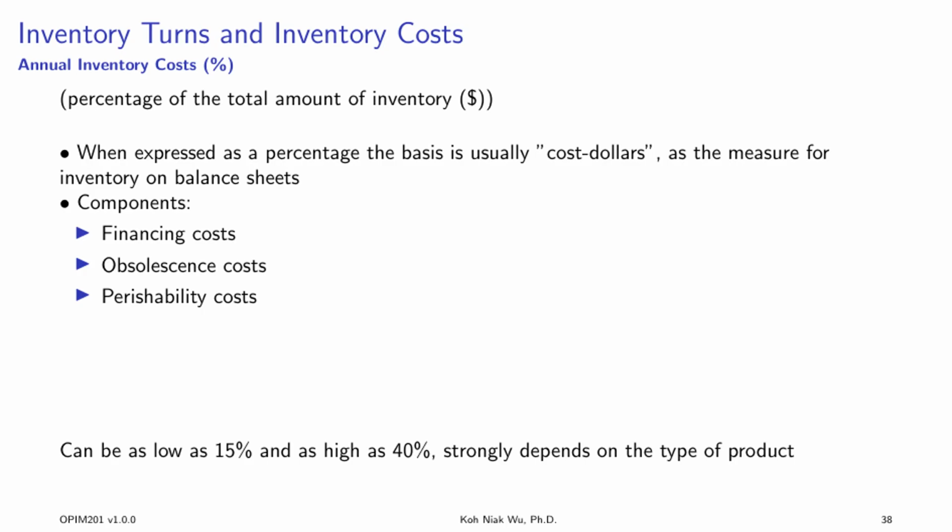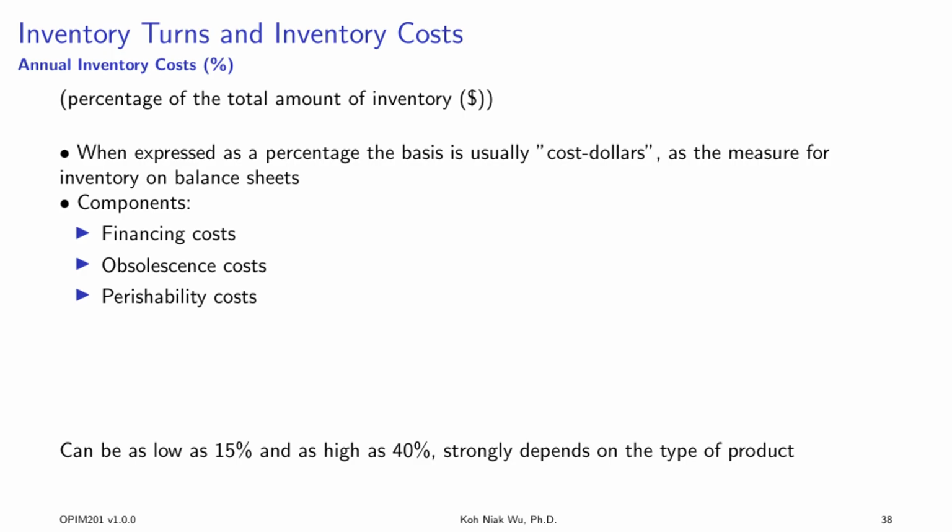Inventory turns measure how often a company sells and replaces its inventory over a specific period. A higher turnover rate indicates efficient inventory management. It means products are selling quickly, reducing holding costs. Annual inventory costs represent a percentage of the total inventory value. This percentage is often expressed in cost dollars. It helps businesses understand how much they spend to hold inventory.